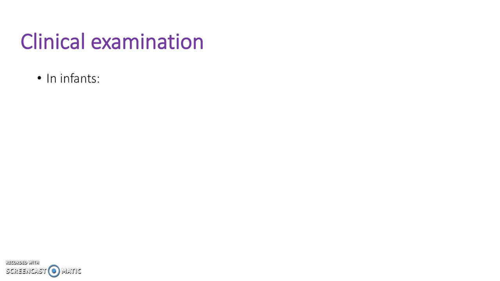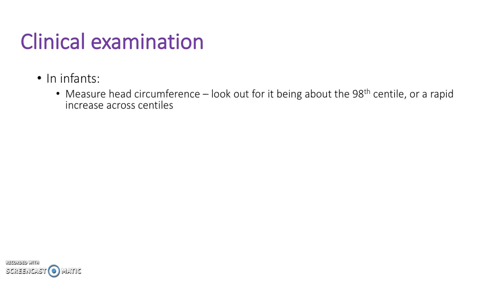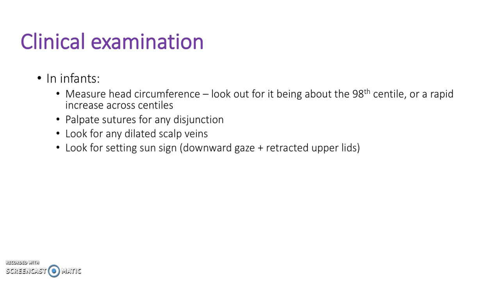So when you examine the child, in the infants, you'd obviously measure the head circumference, and it's classed as being abnormally large if it's above the 98th centile or if there's a rapid increase across the centiles. So palpate the sutures for any disjunction, look for any dilated scalp veins, and look for the setting sun sign that we discussed earlier. So the gaze is downwards and the upper lids are retracted, and assess for increased tone.